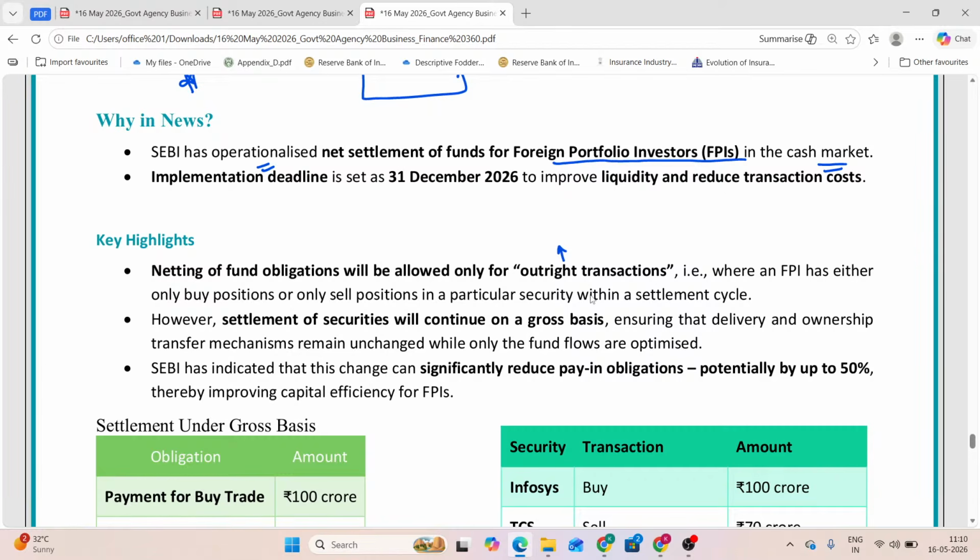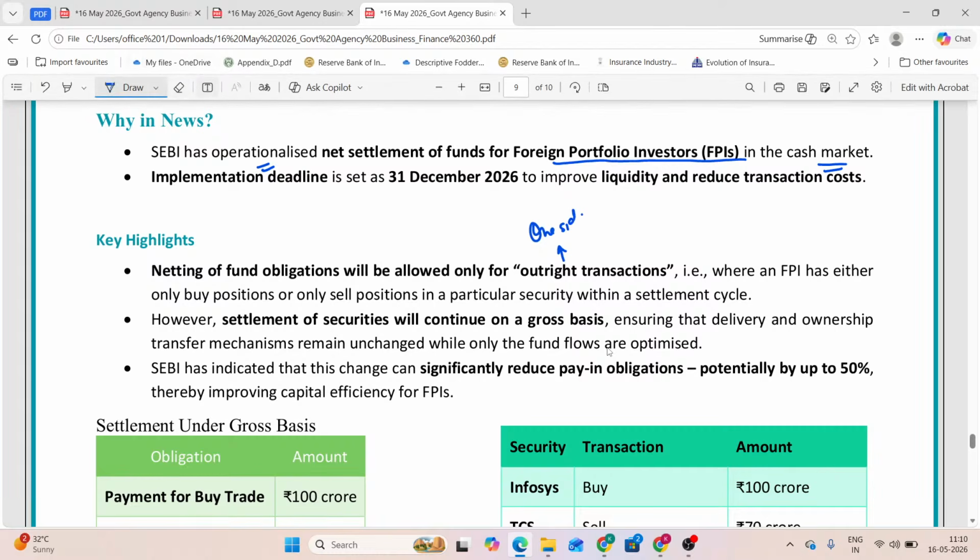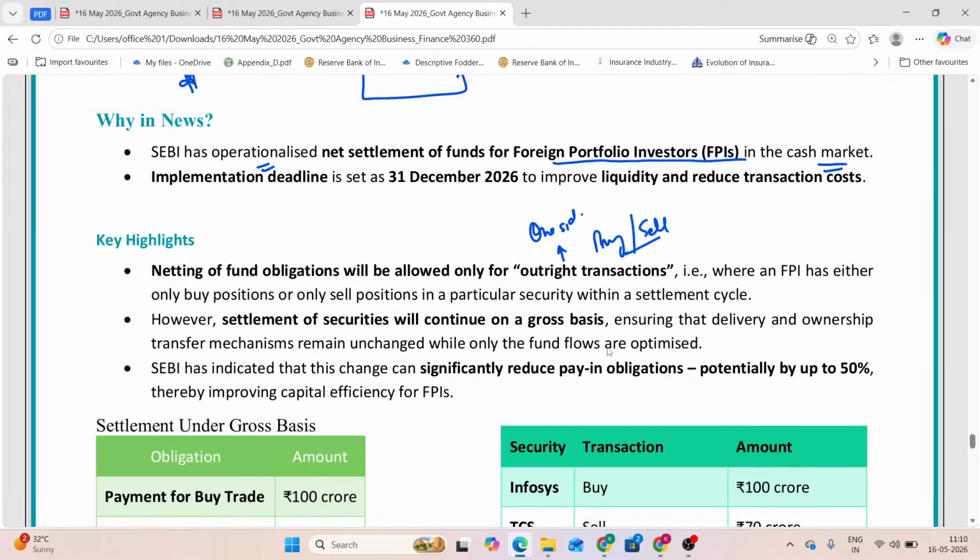Outright transactions are the transactions where only a one-sided transaction is happening in a security. There is only the buy or the sell transaction for a particular security, for a particular share. Also, outright transactions are deliverable transactions. That means if you have initiated the transaction, you have to deliver it.